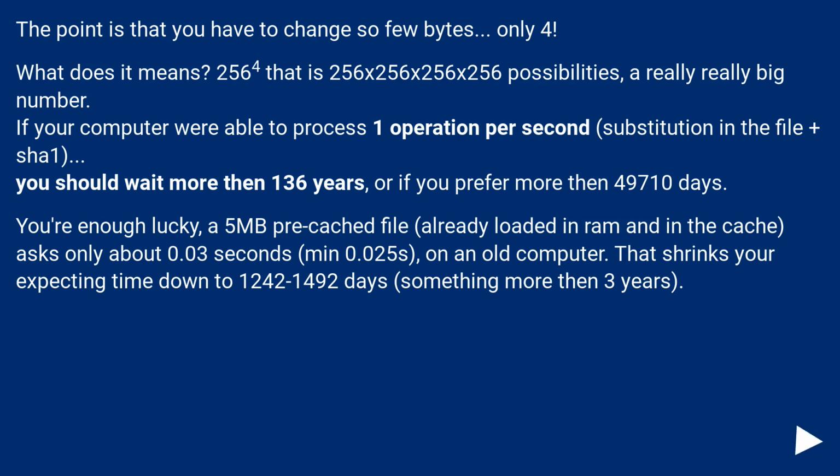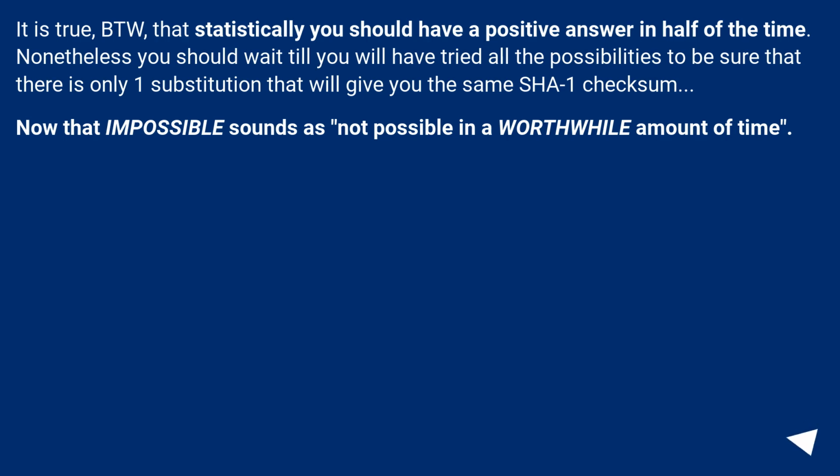If you're lucky enough, a 5 MB pre-cached file, already loaded in RAM and in the cache, asks only about 0.03 seconds, minimum 0.025s, on an old computer. That shrinks your expected time down to 1242 to 1492 days, something more than 3 years. It is true, BTW, that statistically you should have a positive answer in half of the time. Nonetheless, you should wait till you have tried all the possibilities to be sure that there is only one substitution that will give you the same SHA-1 checksum. Now that sounds impossible in a worthwhile amount of time.